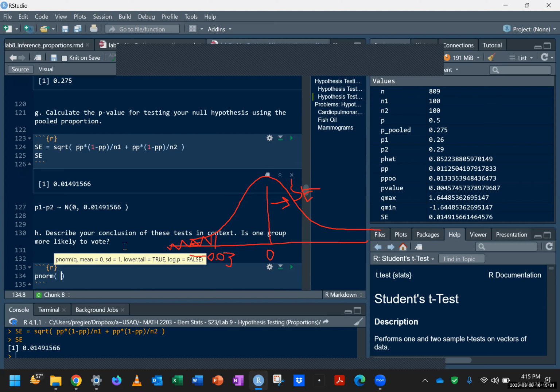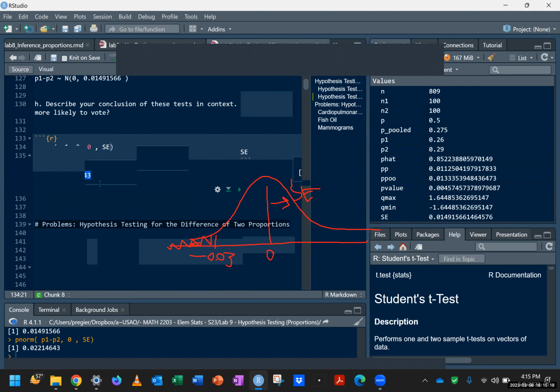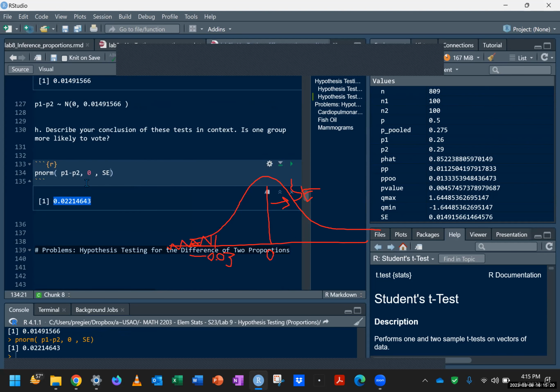We're going to say P1 minus P2, that's the negative 0.03, 0. SE is already saved above. So I guess my p-value is 0.02. Ooh, this test tells us something a little different. The p-value test is a little more powerful. It says, hey, there is a chance, a very low chance, that there's a difference.